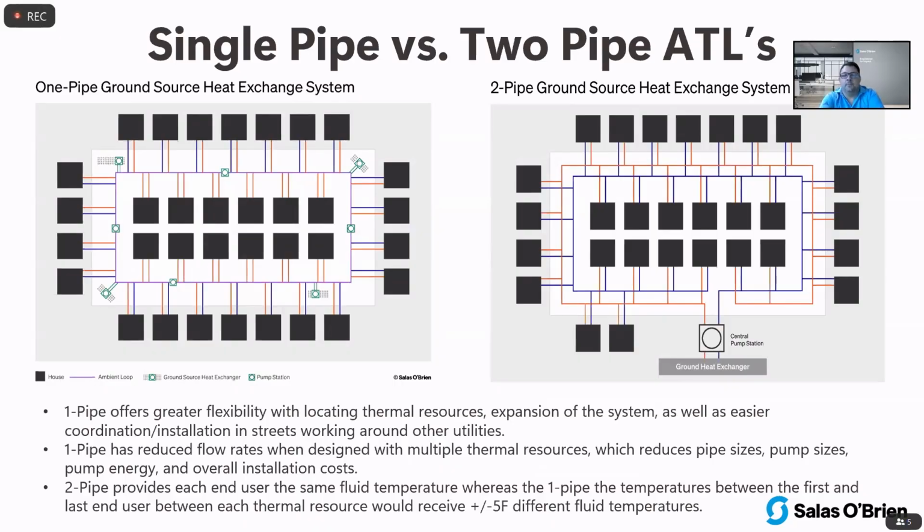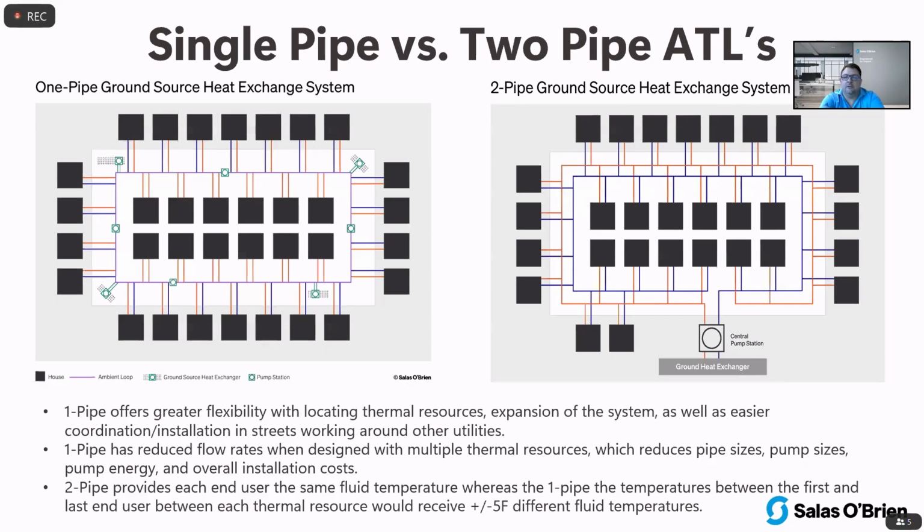Single pipe versus two pipe ambient temperature loop. So the interconnecting pipe that runs around the community or the network, and how to connect these buildings, is really important. Number one, technically, to put new infrastructure in existing streets, you have to coordinate with all the other utilities. And a lot of these older neighborhoods and communities have a lot of utilities in the streets. So having a two pipe system versus a one pipe system makes that a bit more challenging and a bit more costly to install.